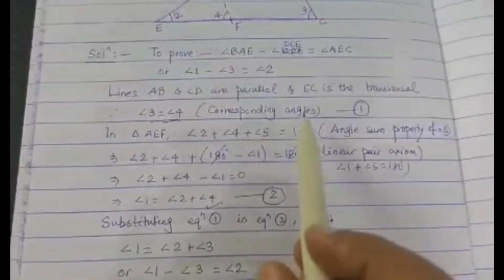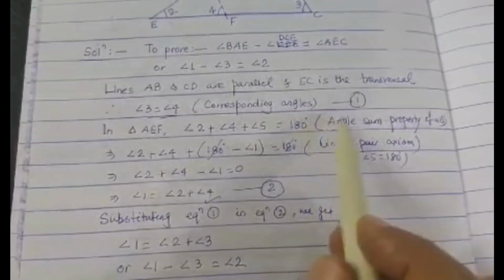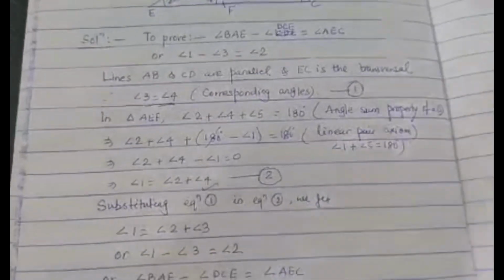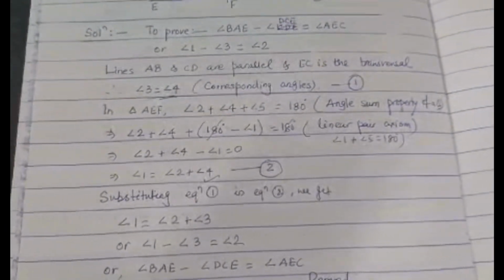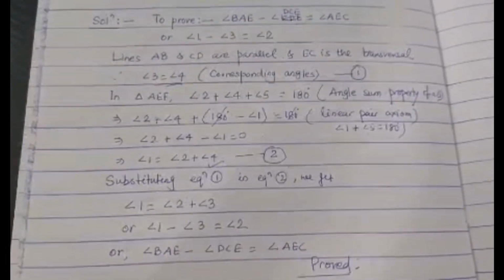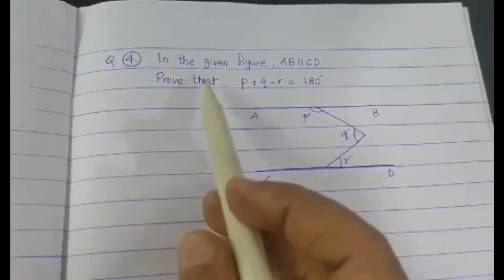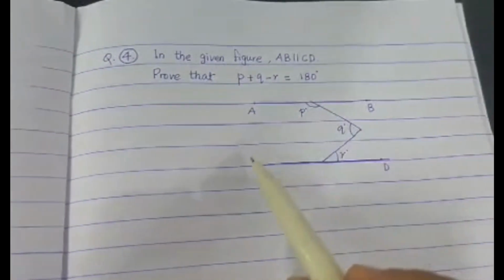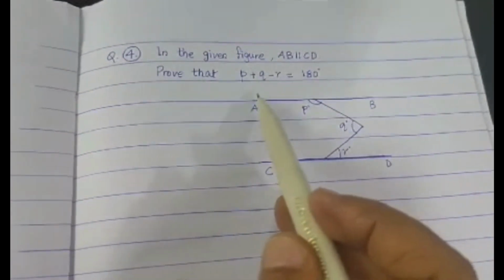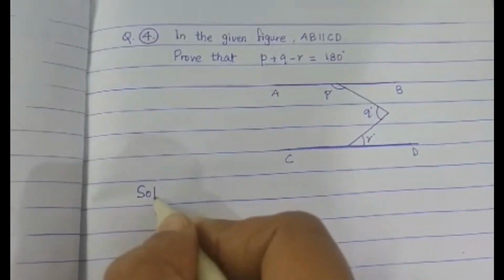But we have used so many axioms and theorems in every question, like corresponding angles, angle sum property, linear pair axiom, everything we have studied, otherwise it's not possible. You have to remember all these axioms and theorems. Okay, let's move on. So friends, our next question is like this. In the given figure, AB is parallel to CD. Then we have to prove that P plus Q minus R equal to 180 degrees. So let's solve this question.